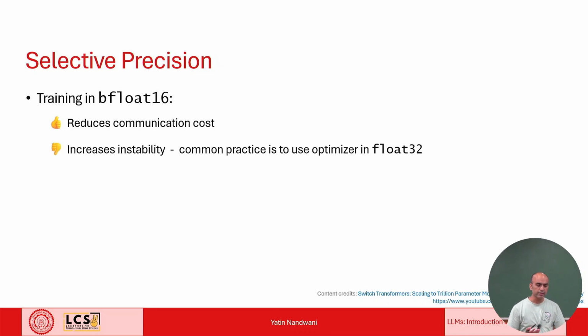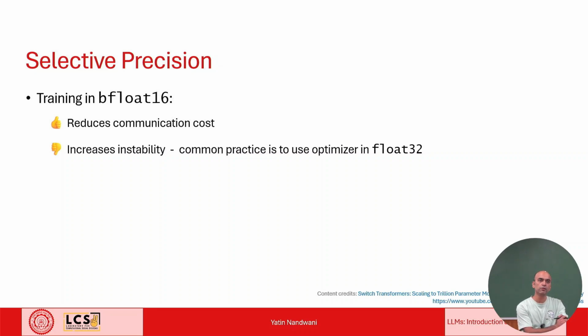But this increases instability because your errors are going to be more, right? You're doing computation in lower precision, that will increase the error. And typically, even when we are training a dense network, what we do is conditional quantization. This is called selective quantization.